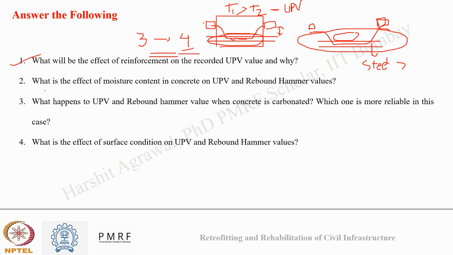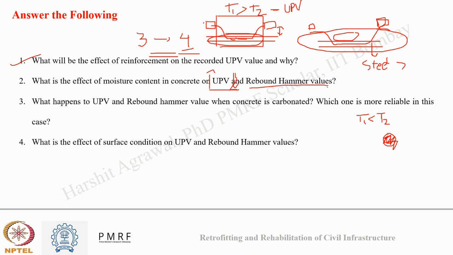Okay, so the second question is, what is the effect of moisture content in concrete on UPV and rebound hammer value? So we know the density of solid is more than liquid and it is more than gas. So if my voids inside the concrete are filled with fluid, what will happen? My time of flight will decrease compared to what it was when there were air filled voids inside the concrete. So my UPV value will increase, in case there is moisture in concrete.